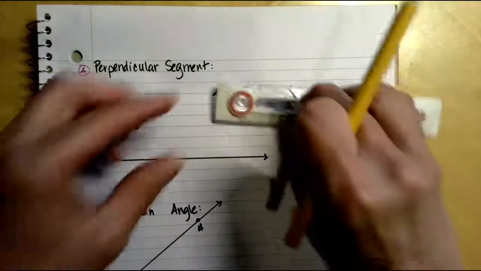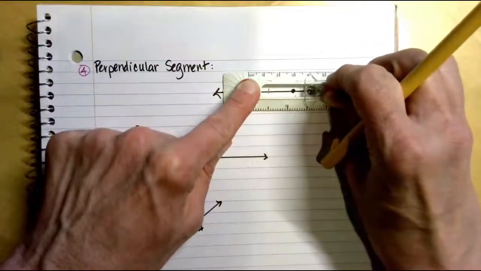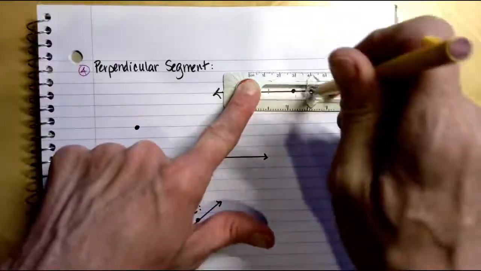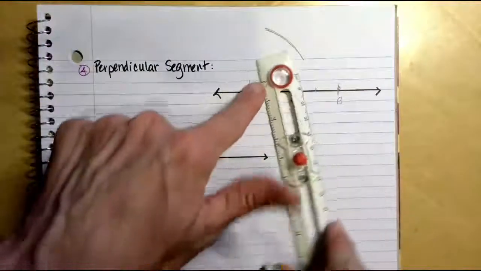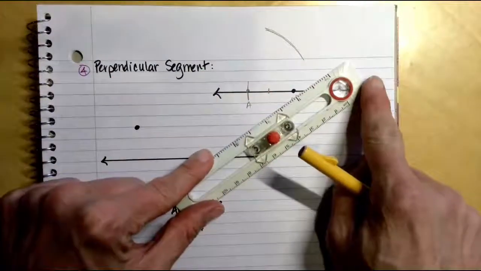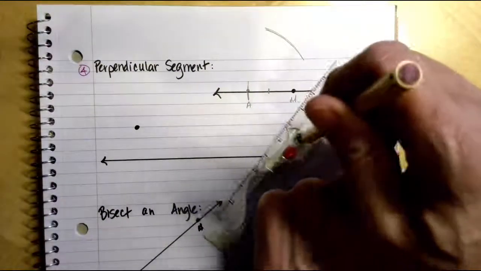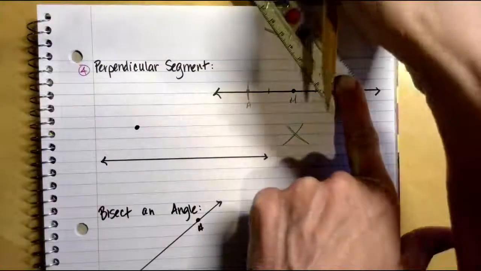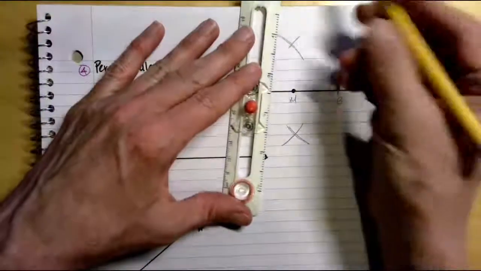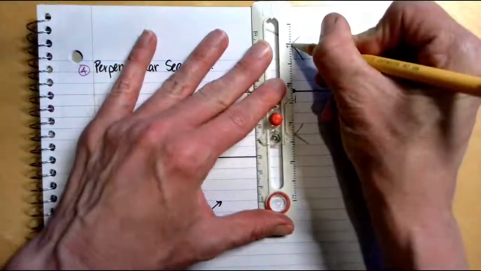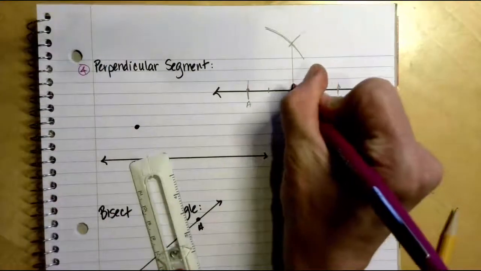Now that I found my midpoint, I claim that point as my midpoint, open my compass a little bit beyond the midpoint, draw an arc above, draw an arc below, transfer that same distance over from point B, and draw an arc below, draw an arc above. What I've done is I've used this point as that midpoint, so this line is going to be the perpendicular bisector.